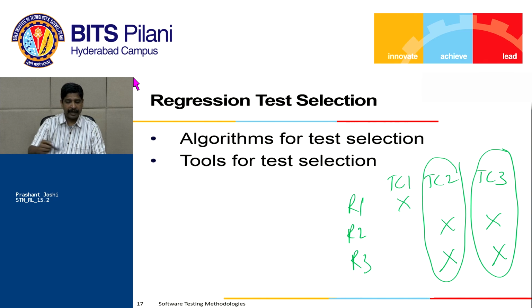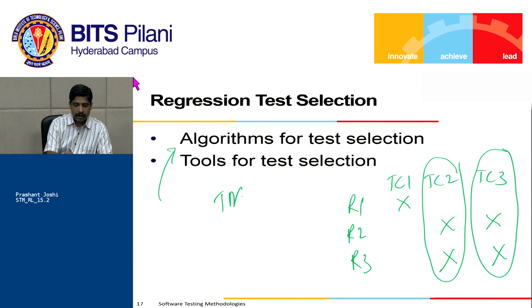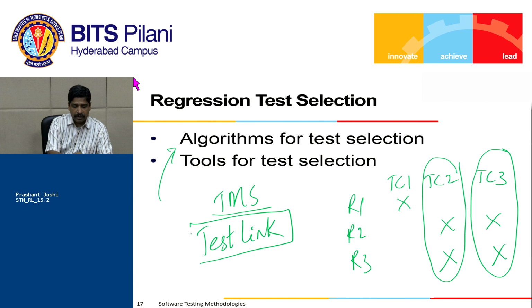So for regression testing, we'll definitely have certain algorithms or certain ways of choosing those test cases. One of the things would be a traceability matrix. And of course, we are going to look at more algorithms in the next module. And once you have an algorithm, we'll also have tools to do the test selection for us. In fact, test management systems like TestLink, which can manage rounds related data, will also help understand which need to be picked up for regression.